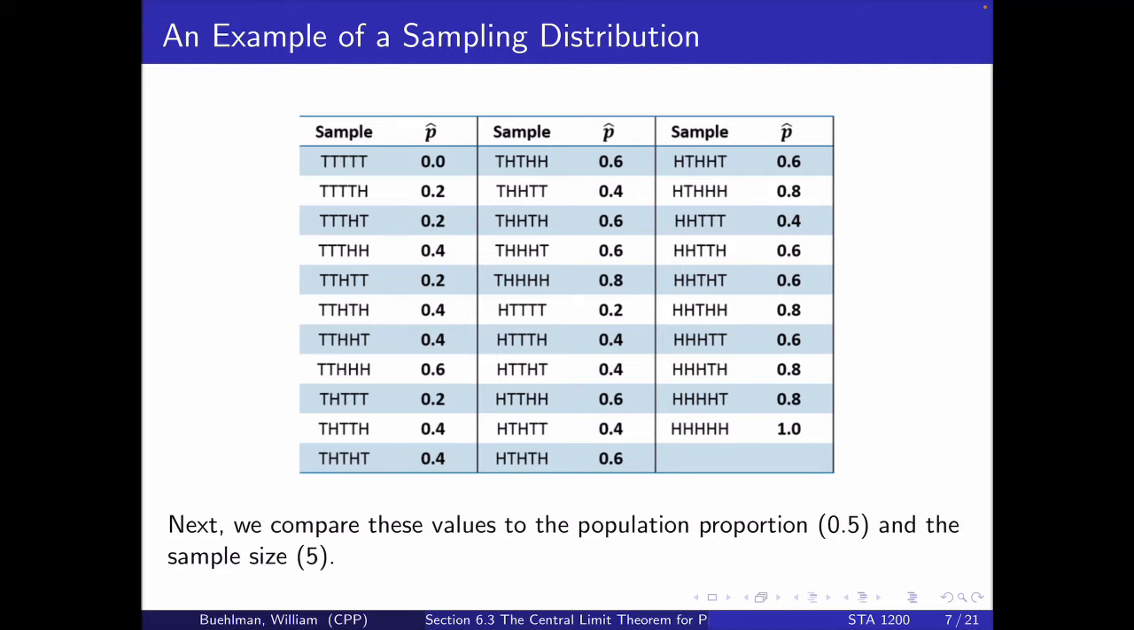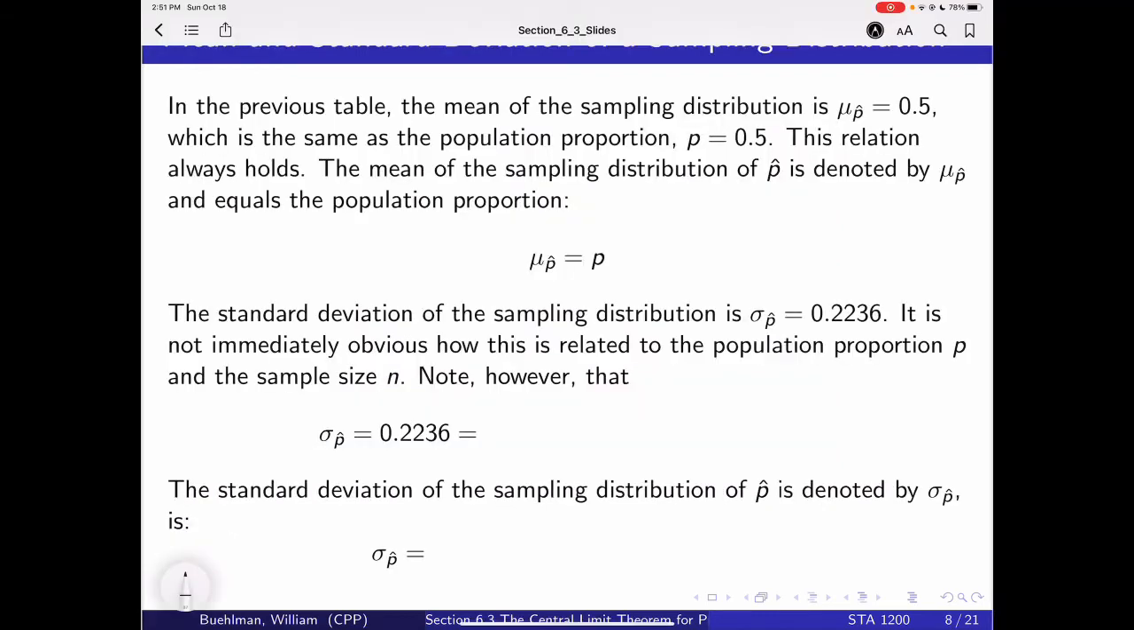Next, we compare these values for the population proportion of 0.5 and the sample size of 5. In the previous table, the mean of the sampling distribution is mu of p hat, which equals 0.5, which is the same as the population proportion P, which was 0.5. This relation always holds. The mean of the sampling distribution of p hat is denoted by mu of p hat and is equal to the population proportion.